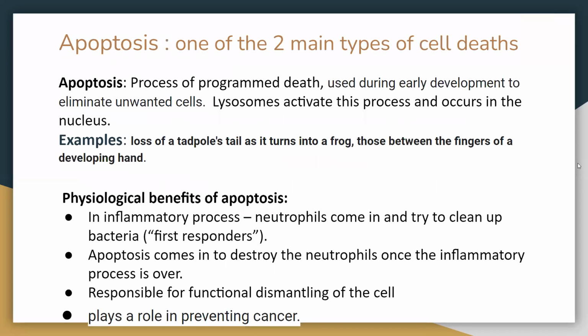Apoptosis is one of the two main types of cell death. It is programmed. It occurs early in development for the elimination of unwanted cells. The keyword is that it eliminates the unwanted cells. Examples are given. There are physiological benefits of apoptosis. These are the terms that will be on questions, so I would like you to study this very carefully. Instead of writing paragraphs, I have pinpointed the most important common terms they use in these state board exams.